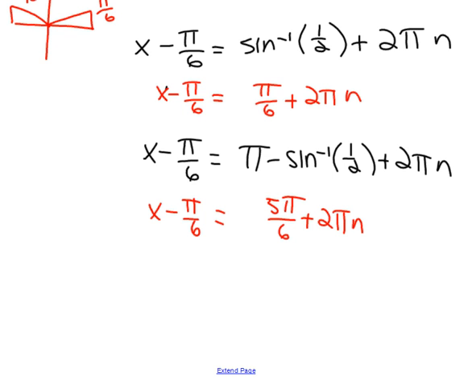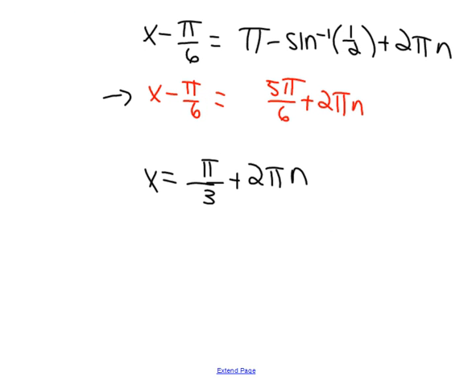Now again, I am still not done. I do not have a general solution. A general solution would say x equals. So how do I get x alone? I'm going to add pi over 6. If I have pi over 6 and I add another pi over 6, I get 2 pi over 6, otherwise known as pi over 3, plus 2 pi n. And then down here, when I add pi over 6, because you always undo, I'm going to get 6 pi over 6, but 6 over 6 is just 1, so I would get pi plus 2 pi n. These are my general solutions.